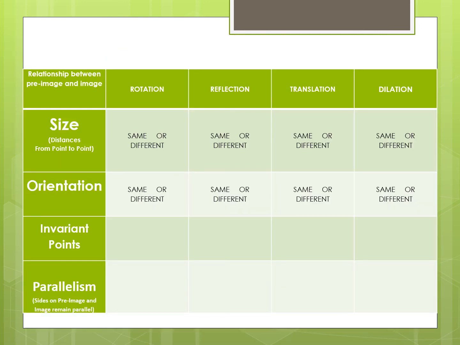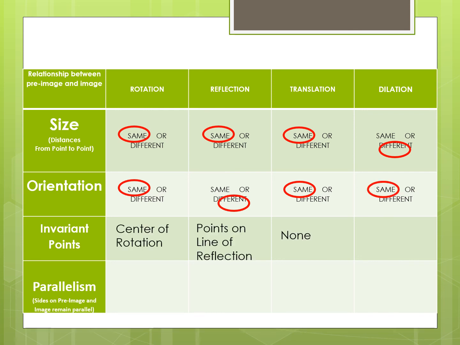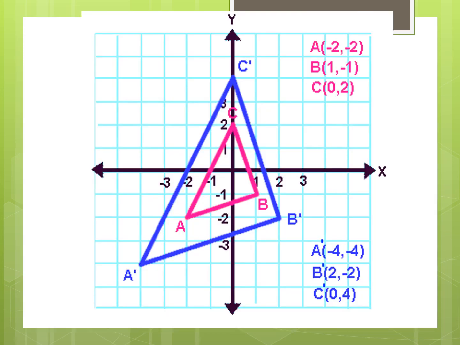So again, to recap, the size stayed the same. Oops, looks like I did all of them here. Ooh, you're getting the whole thing. Translation, the orientation stays the same. There were no invariant points. And yes, parallelism was preserved. So same, none, yes, and you got all the answers for dilation, but we're going to talk about it as well.